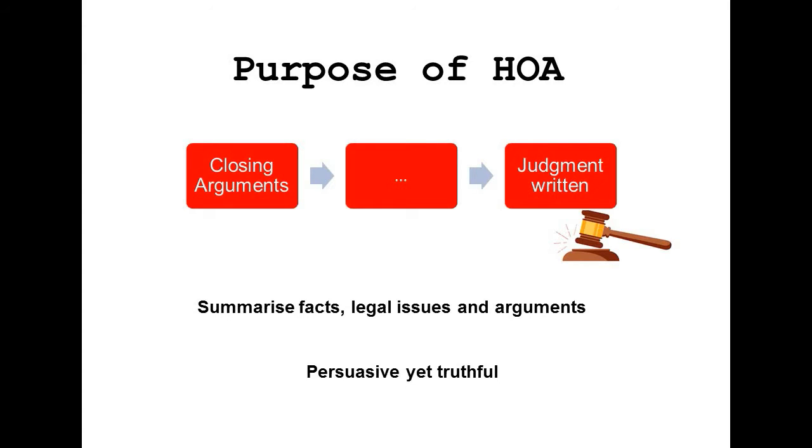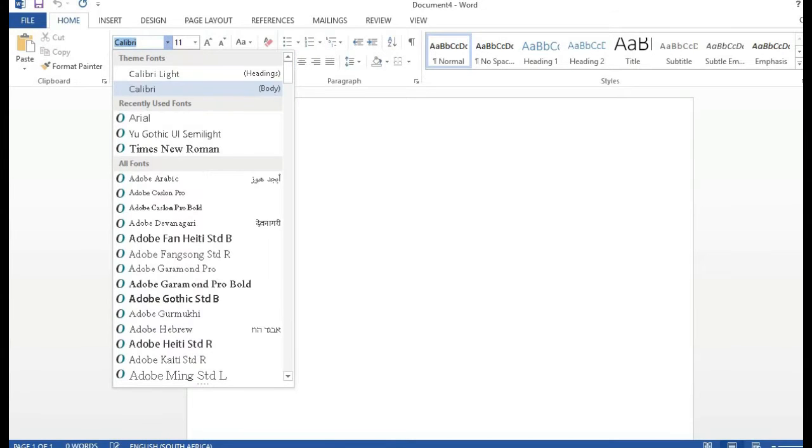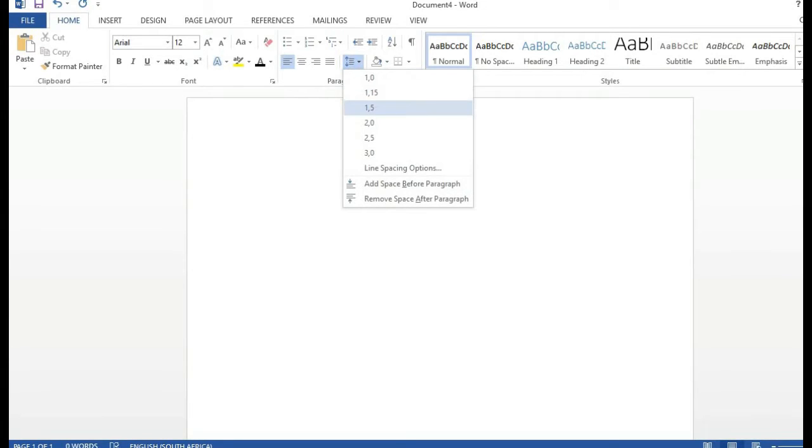To begin formatting your document, you open up a plain blank Word document. Do not underestimate the importance of proper formatting. A neatly presented document will always count in your favor. Make sure your document is formatted as follows. Font Arial, font size 12, line spacing 1.5. Your paragraph must be justified and numbered. Margins must be normal. Your headings numbered. If you use bold headings, do so consistently. Your pages must be numbered.